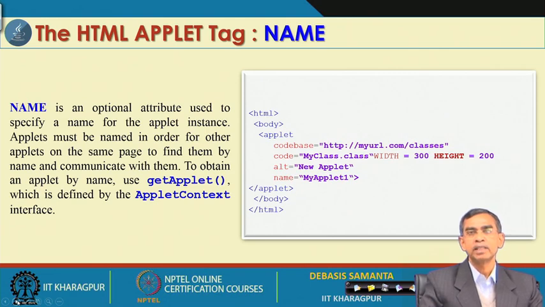From your machine you are running an applet, and from another machine another user is running another applet, and both applets need to communicate with each other. For this communication, one specification is required: which applet communicates with which one. That means each applet should have its own identity. This identity can be mentioned by means of a name.